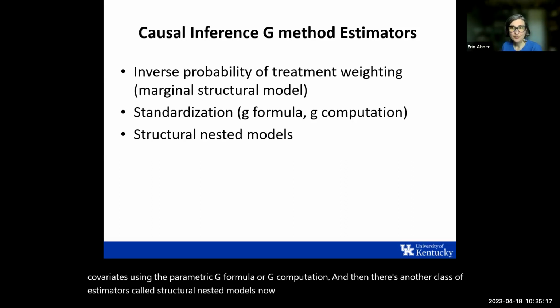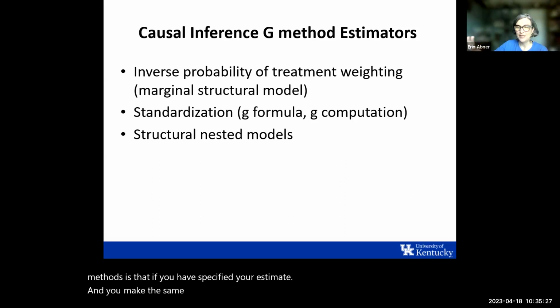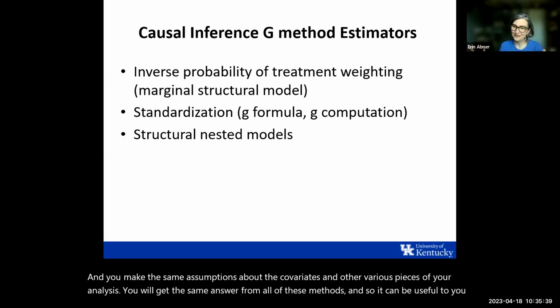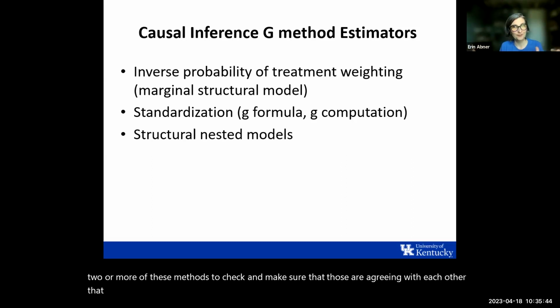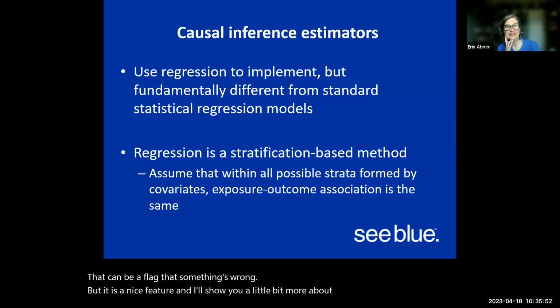Now, one of the nice things about causal inference methods is that if you have specified your estimand and you make the same assumptions about the covariates and other various pieces of your analysis, you will get the same answer from all of these methods. And so it can be useful to use 2 or more of these methods to check and make sure that those are agreeing with each other. That can be a flag that something's wrong. But it is a nice feature, and I'll show you a little bit more about that here in a minute.